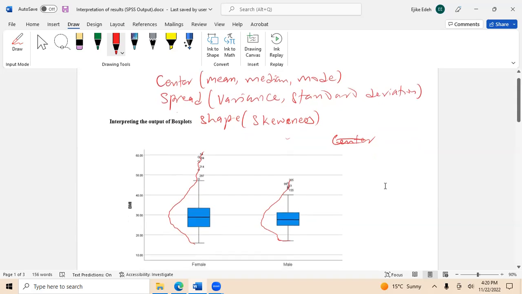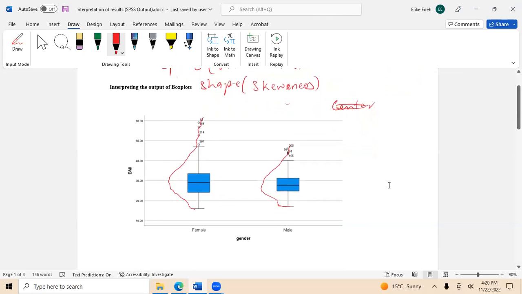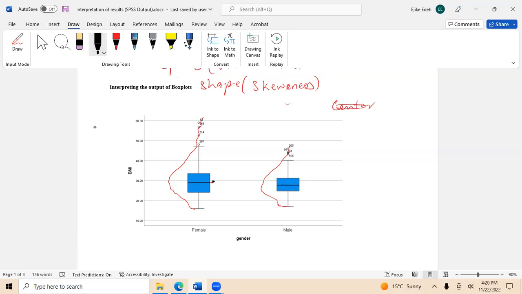Okay, so let's focus on this particular box plot, the one we have here, and try to describe it based on these three properties. First, note that this thick horizontal line in the middle represents the median. I should use a different color, let me use black. If you remember from class, the median is the 50th percentile.